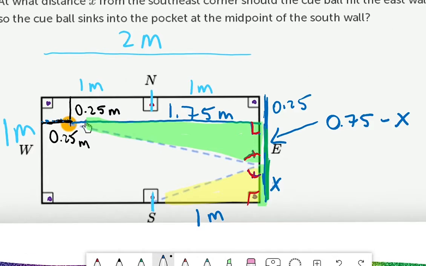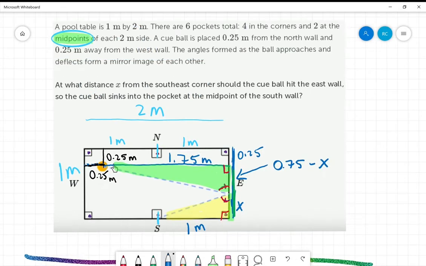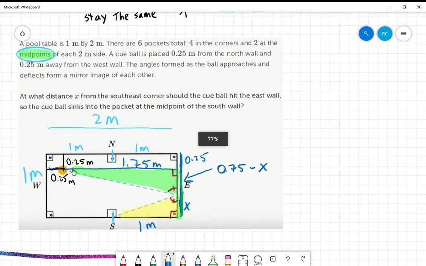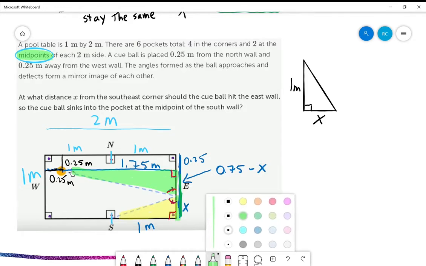So just double checking. So now that we've got this big, confusing, messy diagram, let's extract the triangles and make it look nicer, make it look less intimidating. Here's the small triangle. We know it's a right triangle because the problem says so. Its bottom side is x, and its height is 1 meter. This is the yellow one.